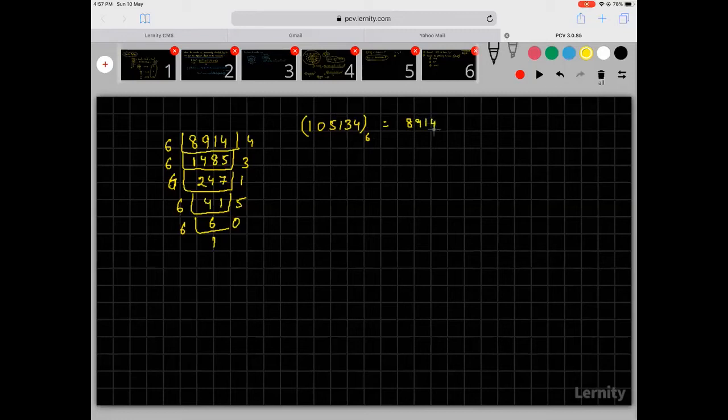8914 to the base 10. Okay. So this is how a number can be converted from one base to another by successive division, and then arranging the remainders. Yeah, can you make a note of this?